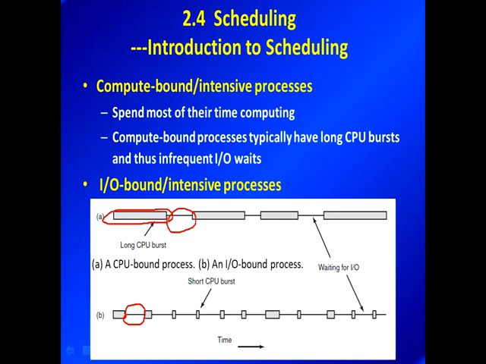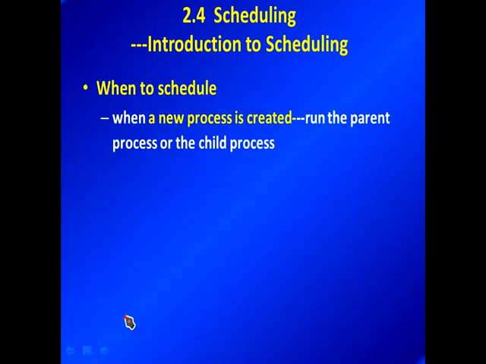So this is the first topic we need to understand about scheduling, the two categories of processes. And next, we need to learn when to schedule, when to call the scheduler to run in the CPU to select the process to run next. Basically, there are four situations to run the scheduler.